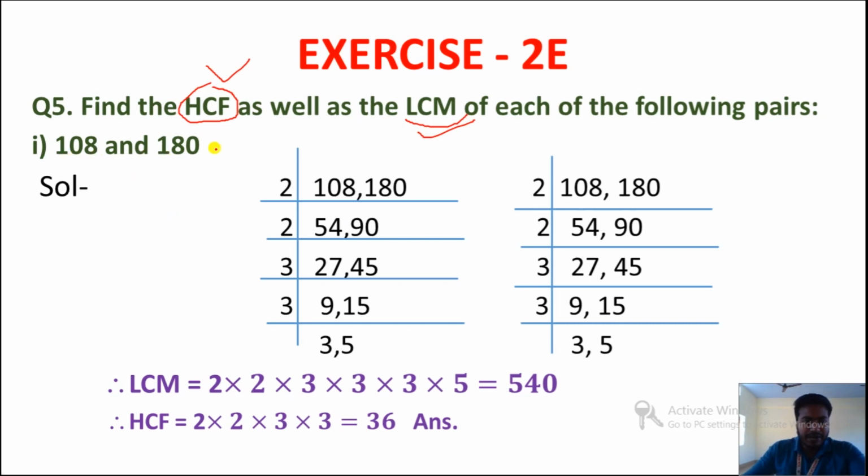So we have 108 and 180. For LCM you arrange, and for the HCF also you arrange. Alright. Now the division process is the same. We need to take the smallest prime number. Now start dividing. When we divide 108 by 2, we'll get 54, and when we divide 180, we'll get 90. Alright, still both the numbers we can divide by 2, so we'll divide. When we divide 54, we'll get 27, and when we divide 90, we'll get 45.